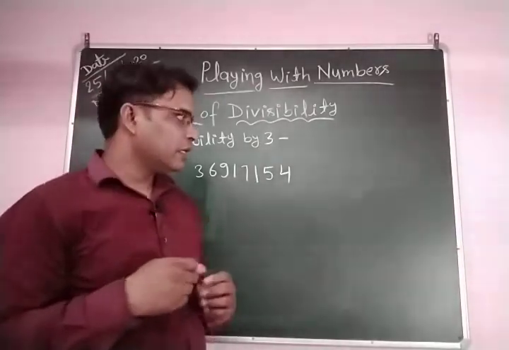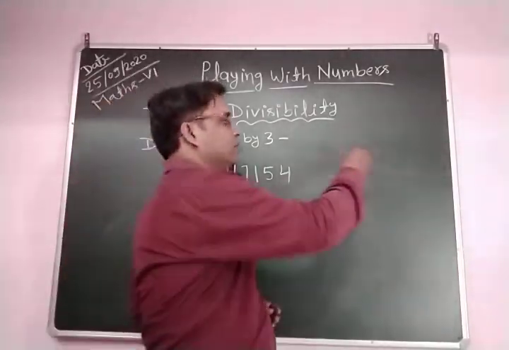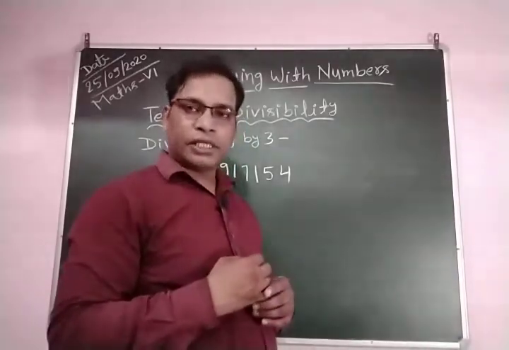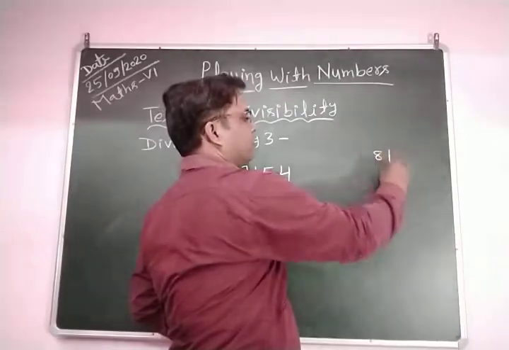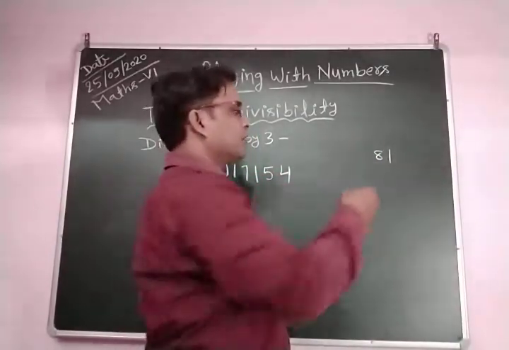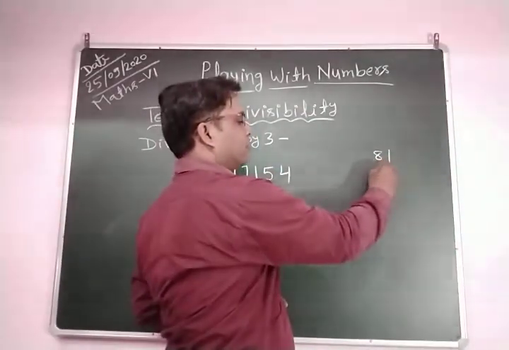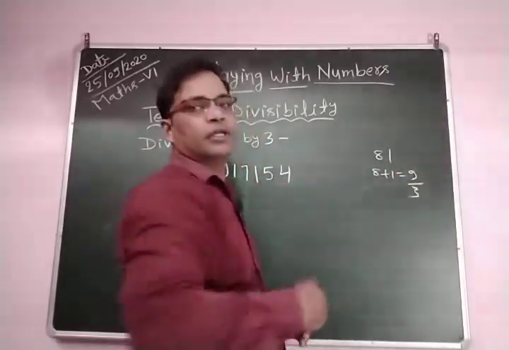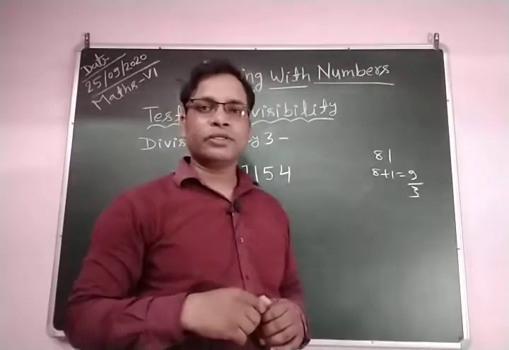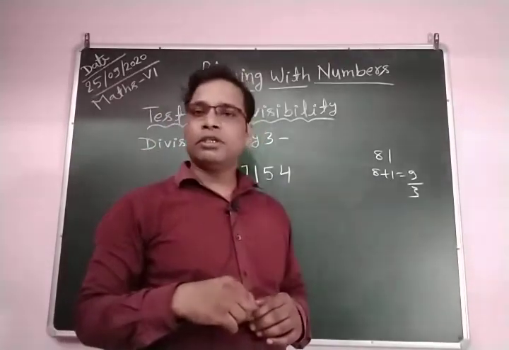How to know? If it is a small number, you can just divide it. Suppose this is 81. Is 81 divisible by 3 or not? First we sum the digits. The sum of the digits is 8 plus 1, which is 9. So 9 is divisible by 3, because 9 is a multiple of 3, so you can say 81 is divisible by 3.